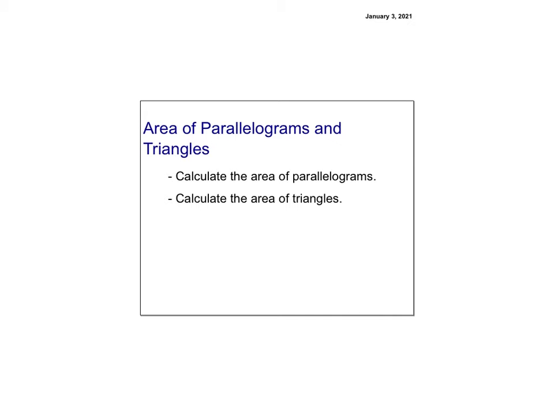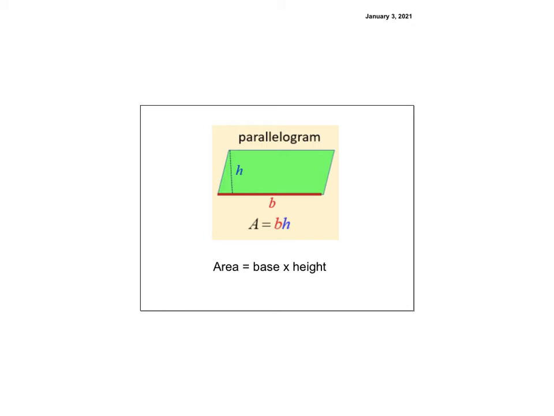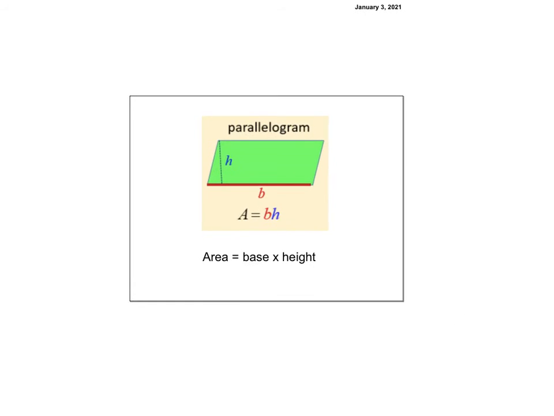Today we're going to be talking about the area of parallelograms and triangles. So to find the area of a parallelogram, the formula is just area equals base times height. Now you'll see that represented as A equals BH. Now B is the base, H is the height.